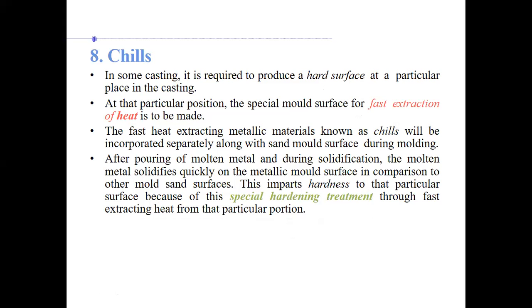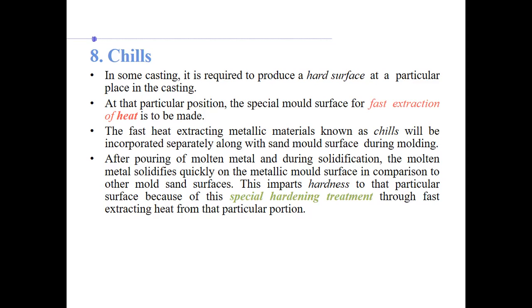Chills, right? This is where we are discussing chills. We haven't discussed them till now. In some casting, it is required to produce a hard surface at a particular place in the casting. That's one requirement that we have, to be able to have a hard surface at some part of the casting and not so hard at some other parts. So how do you achieve that? At that particular position, a special mold surface for fast extraction of heat is to be made. The fast heat extracting metallic materials are known as chills. They will be incorporated separately along with the sand mold surface during molding.